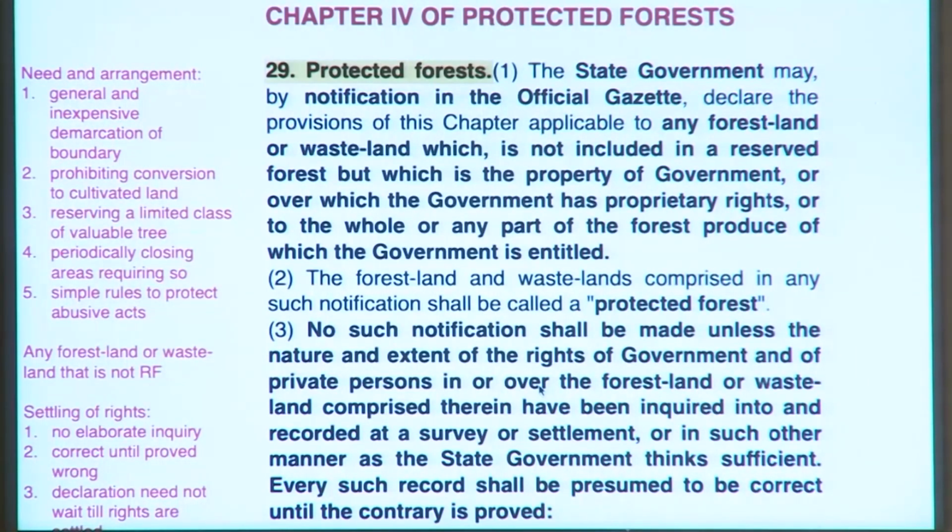But in the case of a reserve forest, the process is very intricate. So, there is a forest settlement officer who inquires into the rights of different people, settles those rights, extinguishes certain rights, and then after the whole process is done, you have a reserve forest.